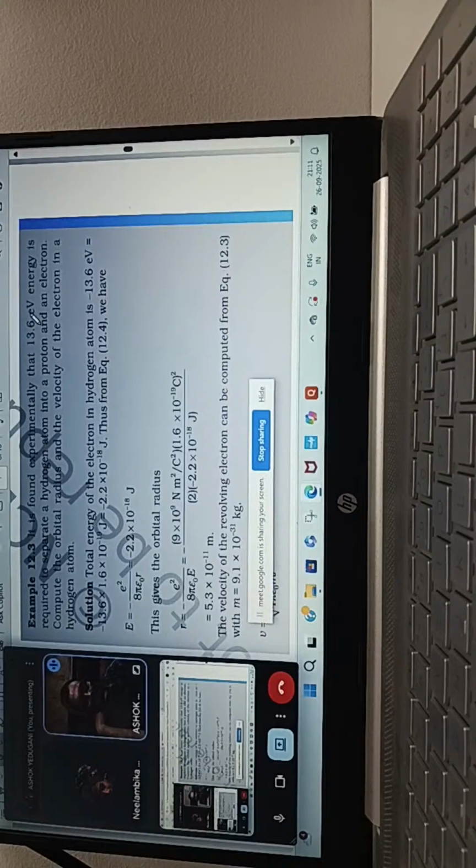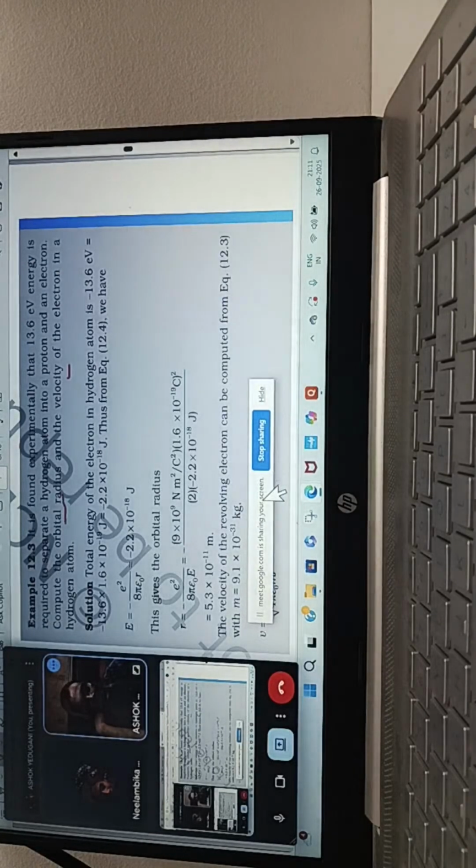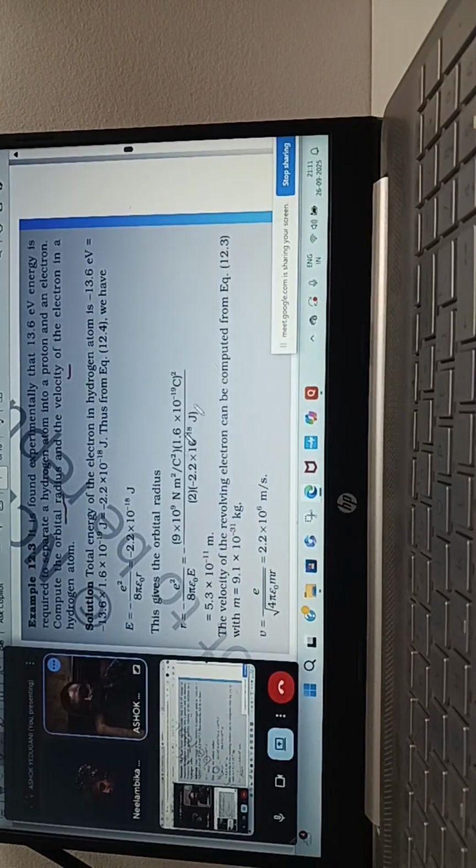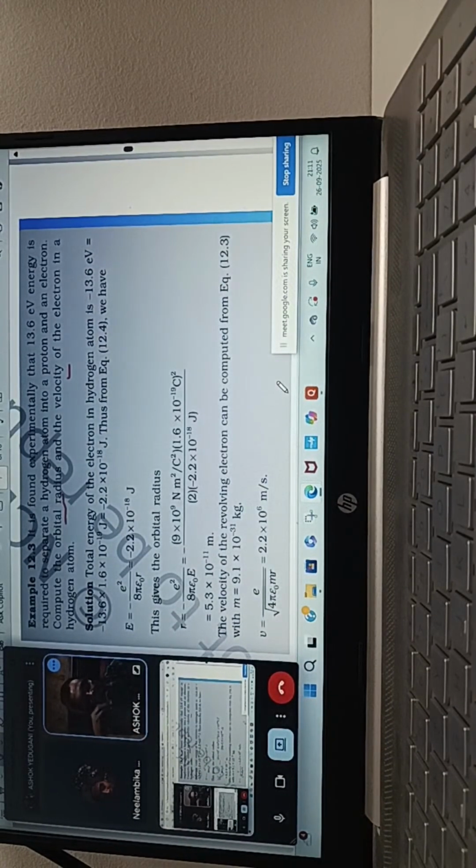It is found experimentally that 13.6 electron volt energy is required to separate the hydrogen atom into proton and electron. Compute the orbital radius, asking you to find out what is orbital radius and velocity of the electron. Orbital radius is 5.3 into 10 to the power of minus 11. See velocity, it is almost equivalent to the speed of light.